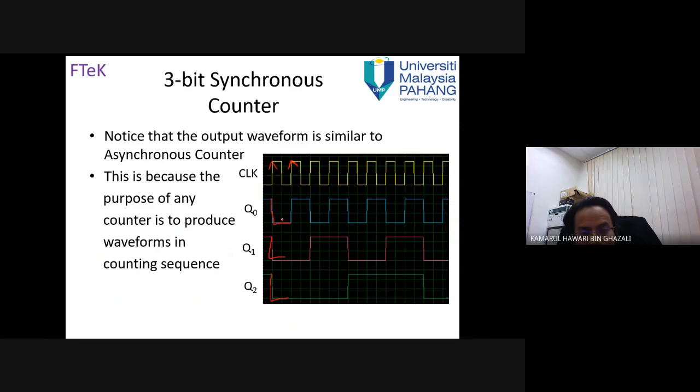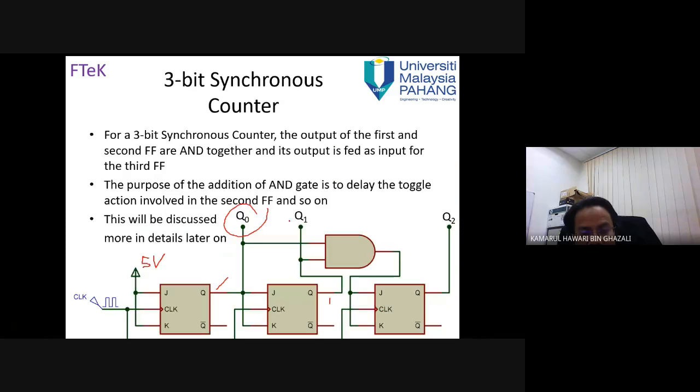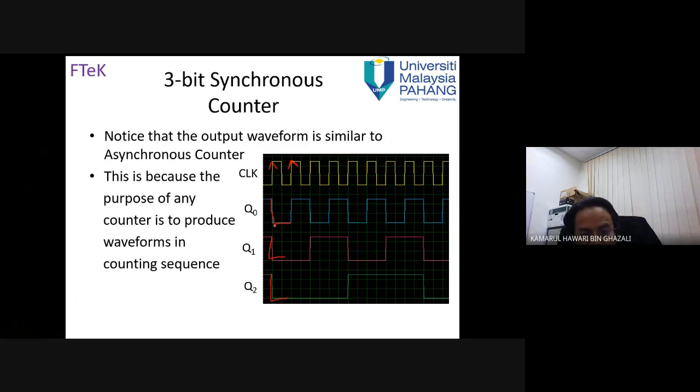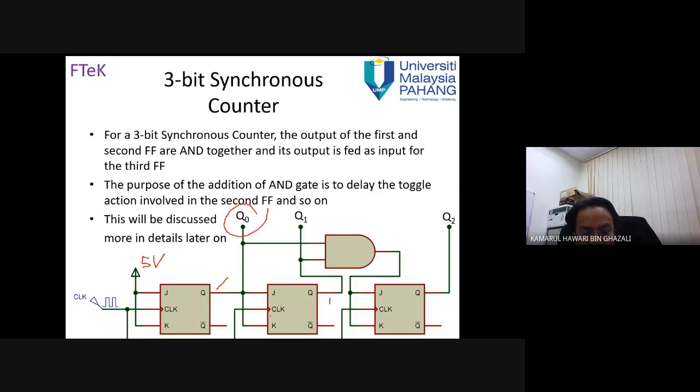What is the output? What is the input of JK? Input of JK still 1, 1. So it's toggle. Toggle means that if the previous is 0, it toggles to 1. Kat sini pula ada clock.